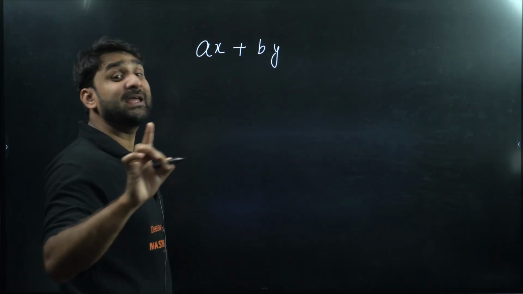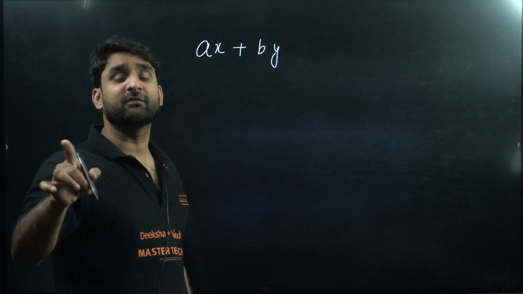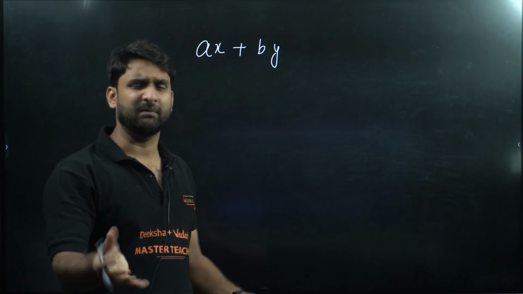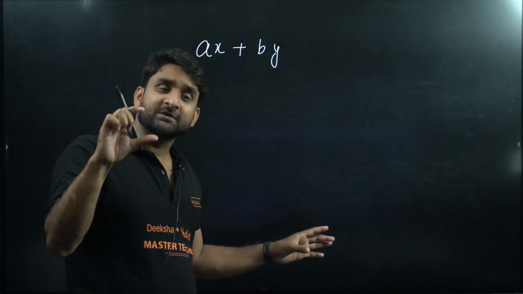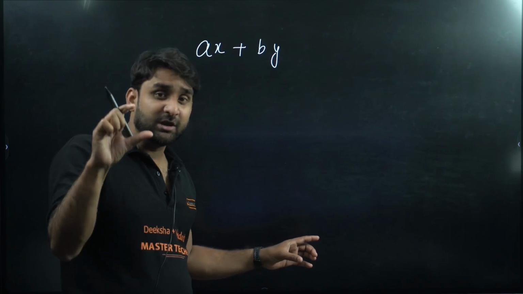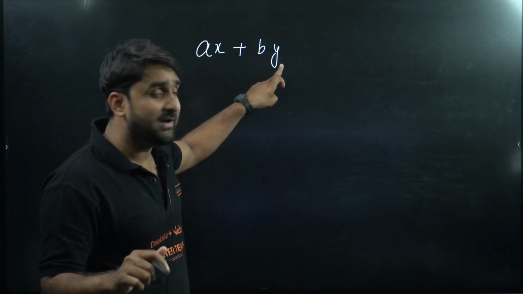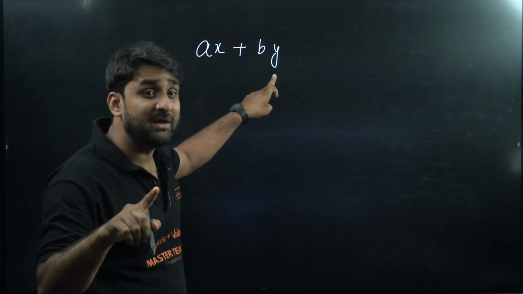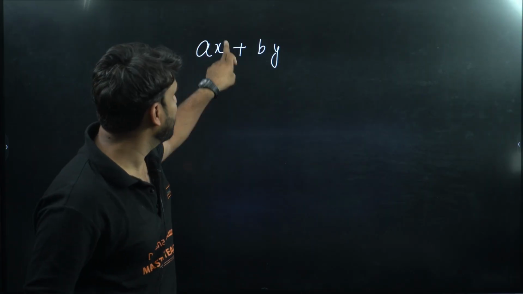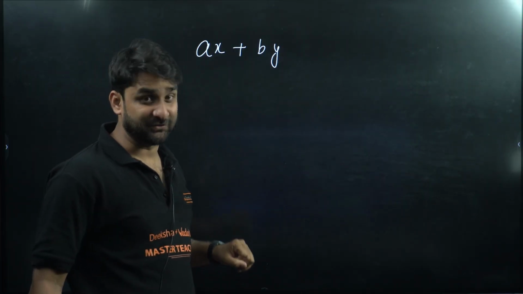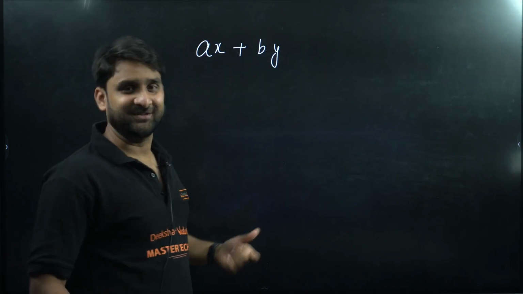The chapter heading is pair of linear equations. Just please ignore pair for a little while. Just imagine pair is not there. Please focus on linear equation first. Linear equation, so x and y. Why am I taking y? Because there are two variables. So ax plus by, and the exponent of x and y both is 1. That's why this is a linear equation.